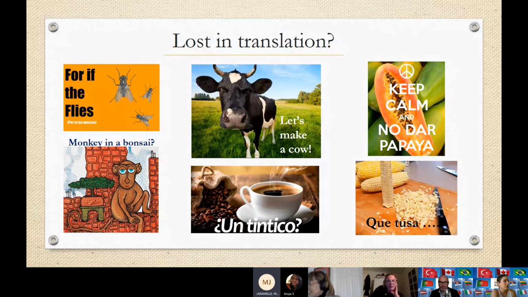But this is very recurrent. Like most business meetings, you're usually a monkey in a bonsai. Exactly.